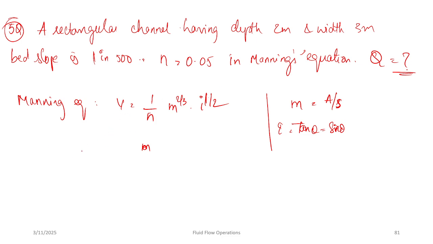And we were given value of n is equal to 0.05. Depth is given, that is h is 2 meters, and the width is 3 meters. Okay. So we have to calculate flow rate. So how do you calculate this? First, we are supposed to calculate velocity. So how do you calculate velocity from this given data? Any idea?